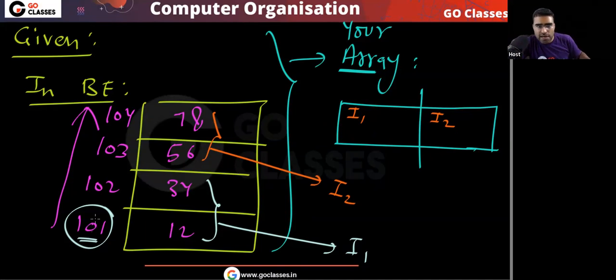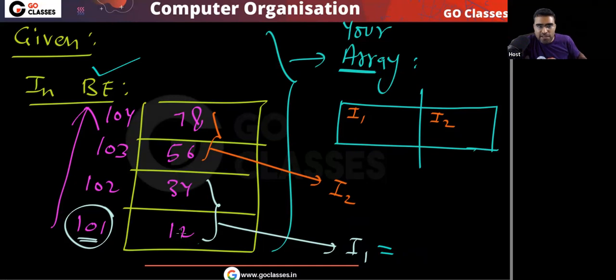So you can see the addresses are increasing from bottom to top. So this is actually your I1, this is actually your I2. Now tell me, what is I1? Because this is big endian. So in the big endian, if I ask you what is I1, then what to do?